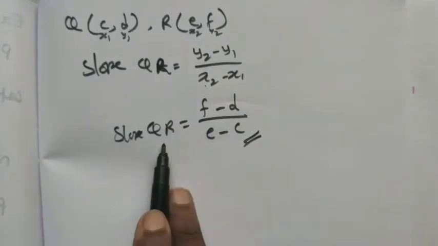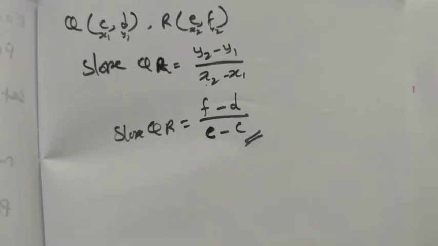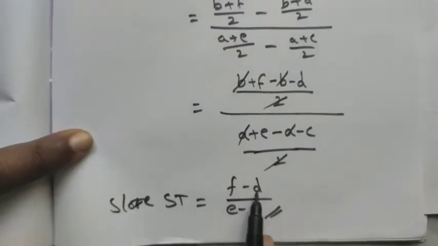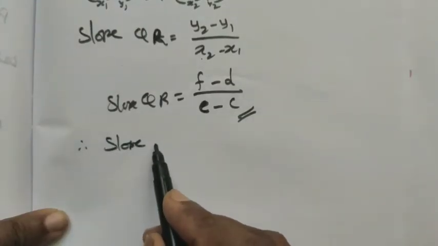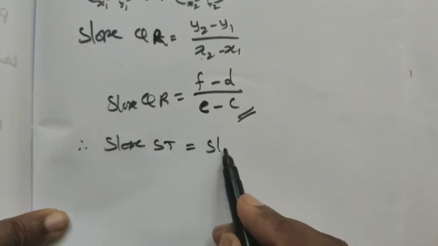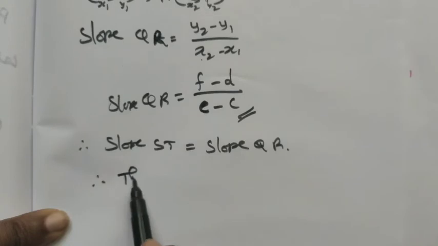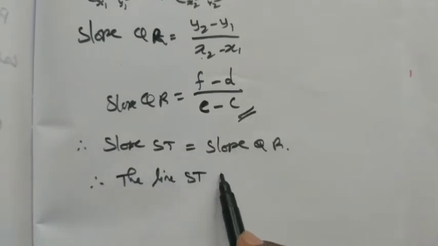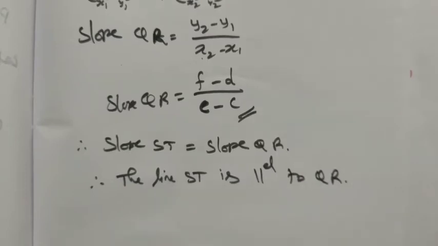Now see the slope of QR, and this is (F minus D) divided by (E minus C), right? And then the slope of ST is equal to (F minus D) divided by (E minus C). Both are equal, right? Therefore, slope ST is equal to slope QR. Therefore, the line ST is parallel to QR.